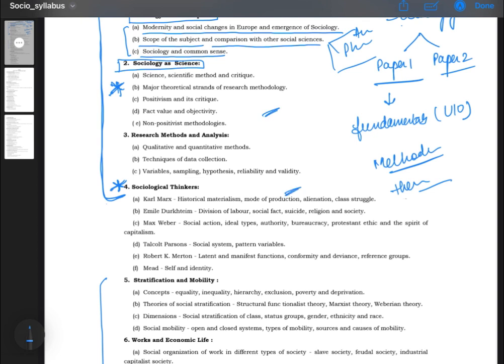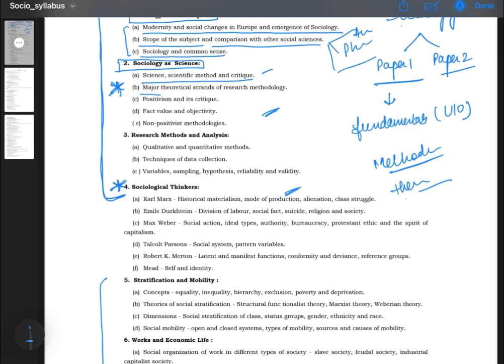So in sociology as science, we will be studying how some people perceive it as a science, and how some people think that no, sociology is not a science, it should have different ways of studying. Everything we will be studying here. It is further divided into five chapters. First is science, scientific method and critique, in which we will be seeing what the different methodologies are, and what the different ways are in which scientific study is done.